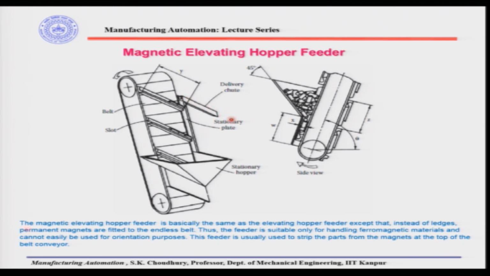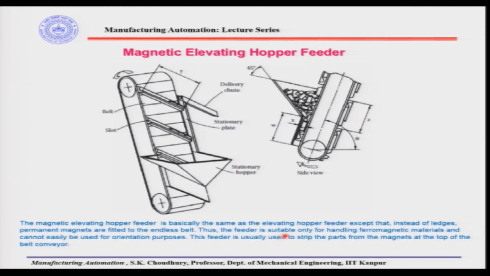Well, the magnetic elevating hopper feeder is basically the same as the elevating hopper feeder, except that instead of ledges, permanent magnets are fitted to the endless belt, because we know that there are elevating hopper feeders, there the permanent magnets are not there. So, that is why it is called the magnetic elevating hopper feeder. Thus, the feeder is suitable only for handling ferromagnetic materials and cannot easily be used for orientation purposes, because it is permanent magnets there. So, they will be stuck there and it cannot be reoriented.